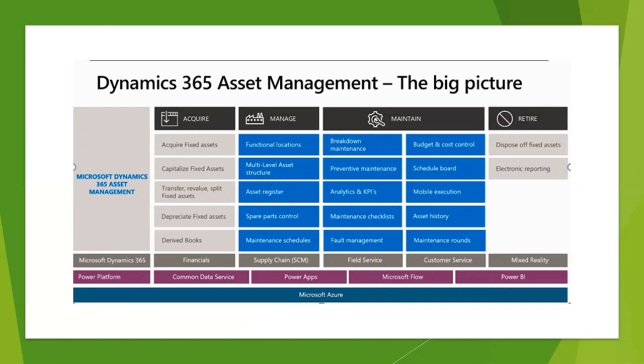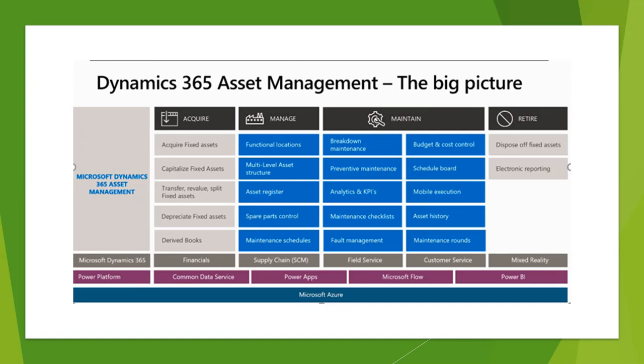So we have a function location. We can just have multi-level asset functionality. We can just have an asset register, spare part control, maintenance schedules, and how you work towards the maintenance, like breakdown maintenance and preventive maintenance. We can also have the analytics and the KPIs over the work orders or the workers, as well as on the equipment.